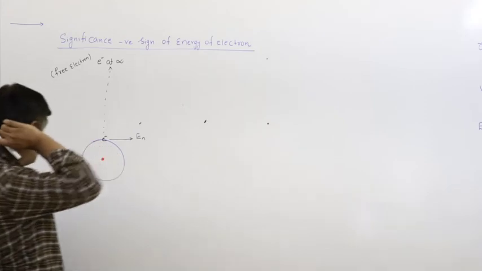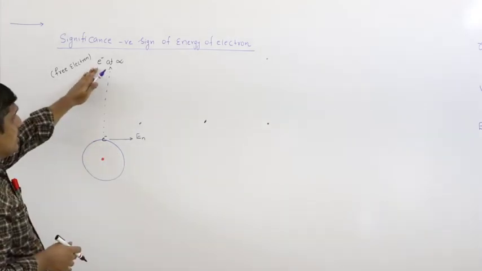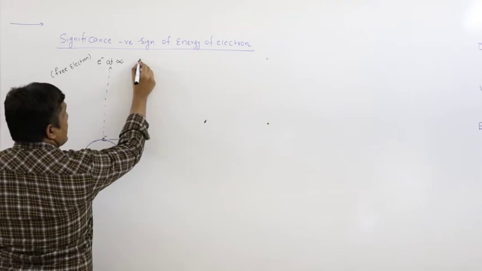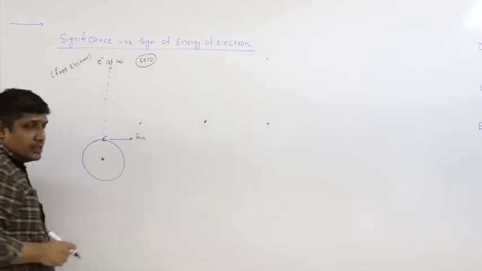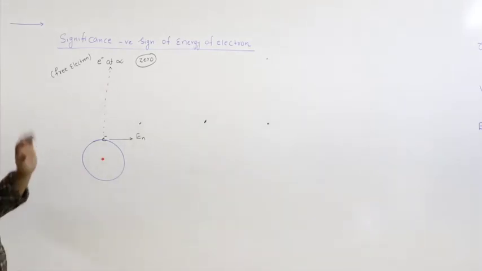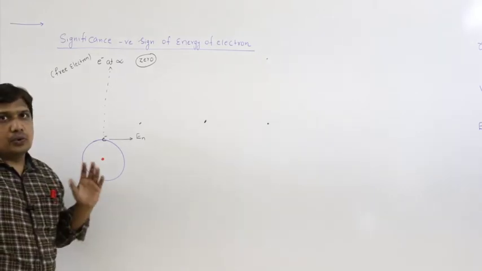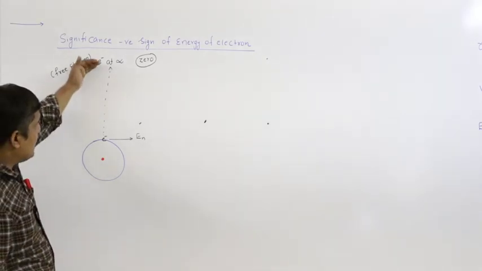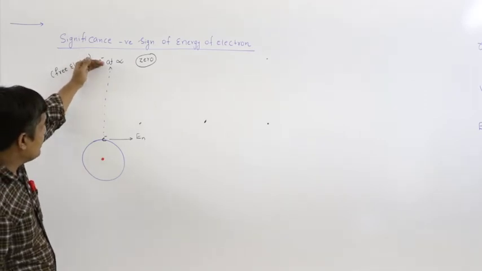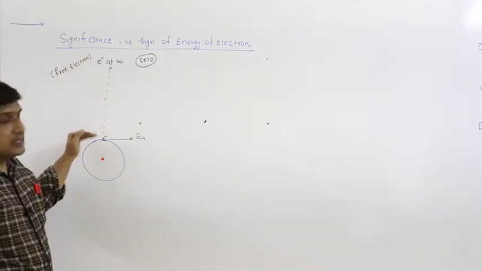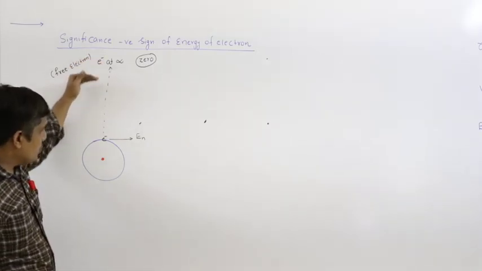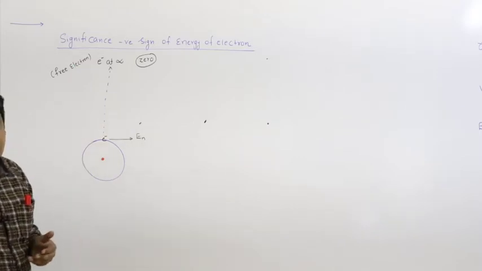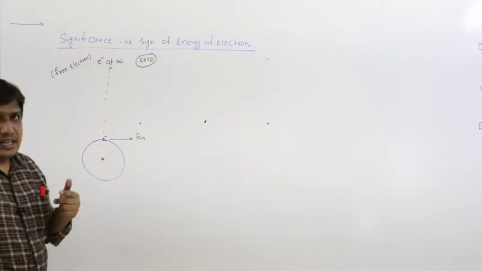Now, the energy of the electron at infinity is considered as 0. So 0 is the energy associated with the electron at infinity, the point where there is no nuclear attraction force. Imagine the reverse process: the electron is coming from infinity towards the nucleus. As it moves towards the nucleus, it does some work by spending its energy.